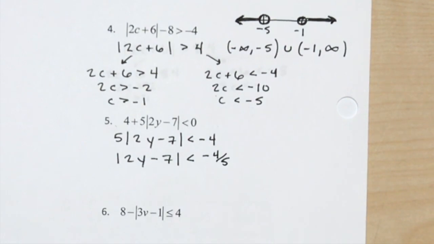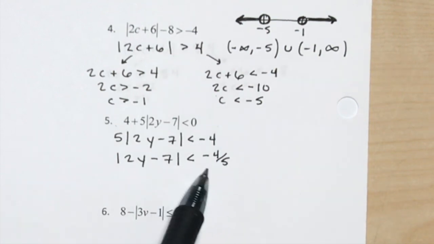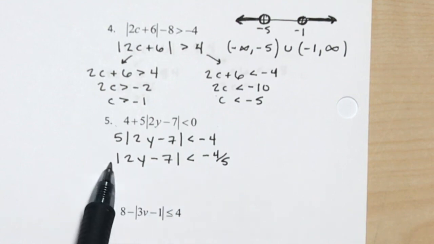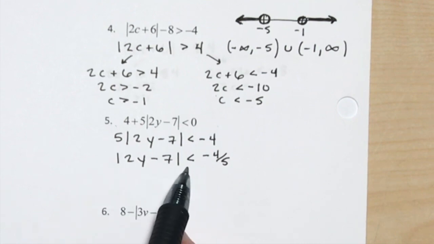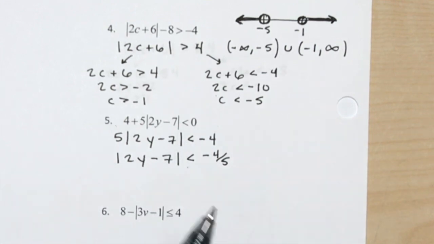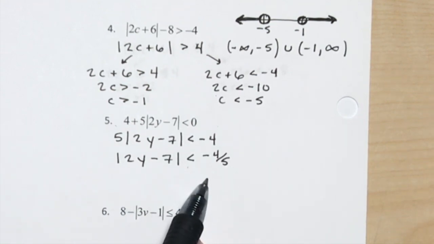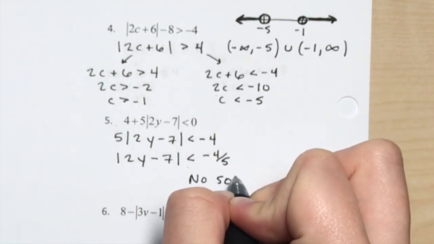Okay, do we go ahead and split? No, we don't want to split because we have a negative over here. Let's think about this. Remember, absolute value is always positive. Is any positive number ever going to be less than a negative number? Is that possible? It's not possible. We can't have any positive number being less than a negative number. So this is no solution.